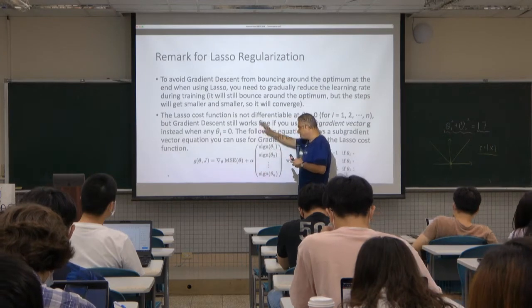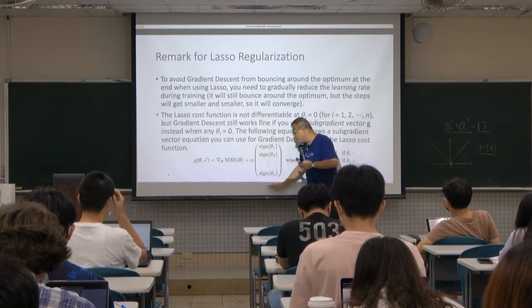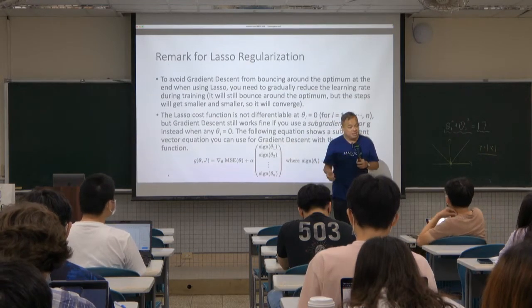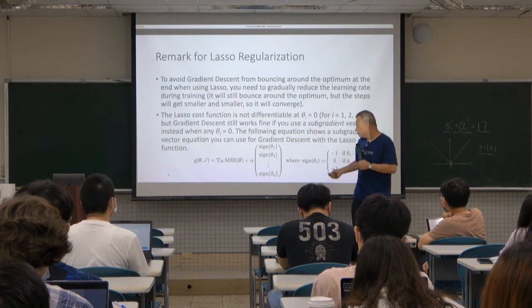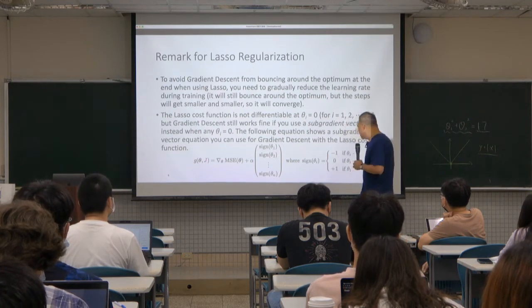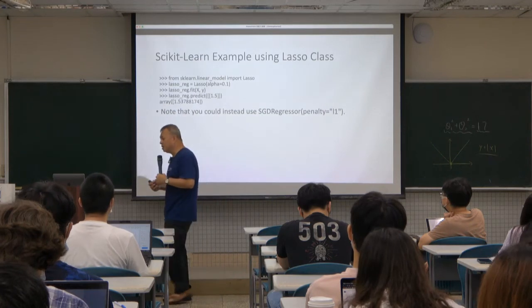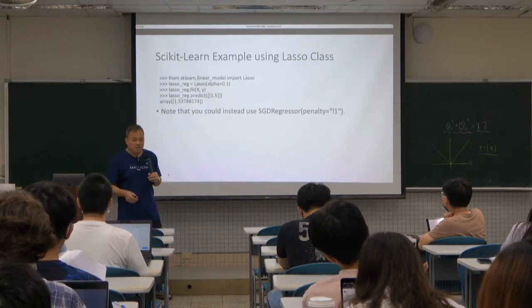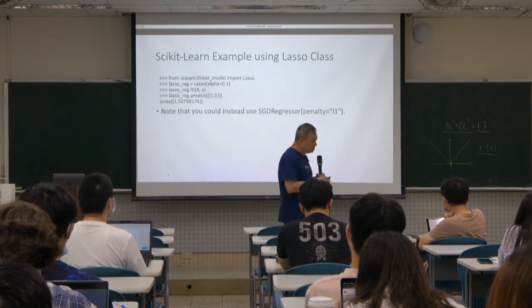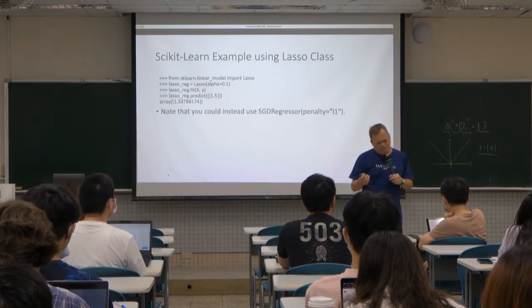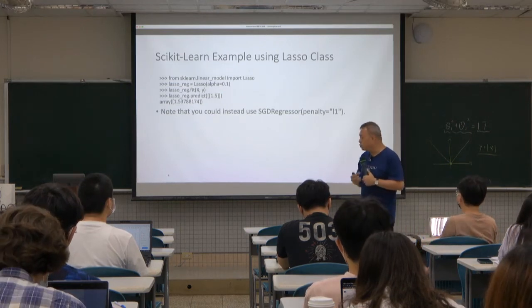But in gradient descent, we are still able to deal with the discontinuous points. I don't think you need to worry about this detail. You just need to know that even if you use lasso, which may not be differentiable at some point, gradient descent also works for you.